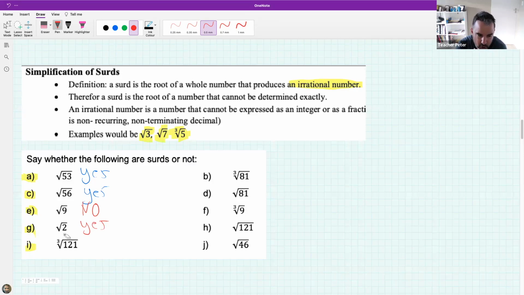Now, what about the cube root of 121? This is a bit of a sneaky one. I'm going to catch some of you. So for I, what is it going to be? Yes or no? Place your bets, people. Place your bets.